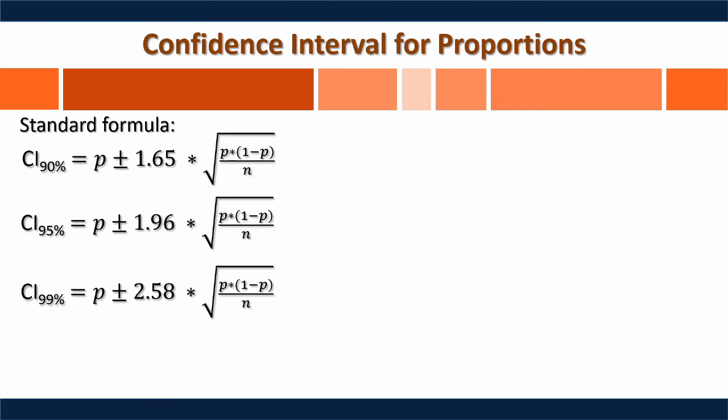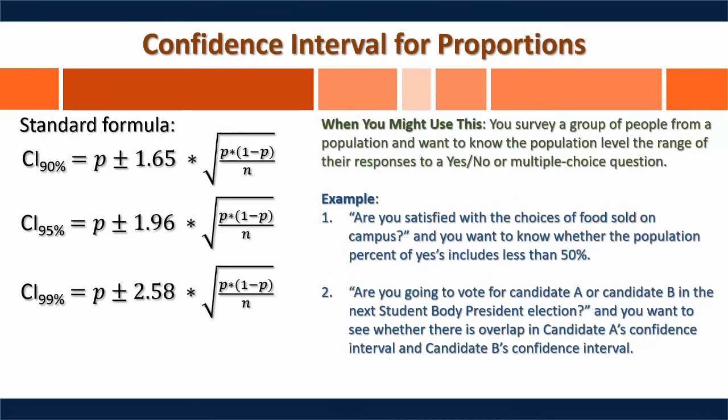When might we see a confidence interval around a percentage? Let's say, for instance, that you wanted to see how satisfied people were with the food selection on campus by asking a yes or no question: are you satisfied with the food on campus? You might want to see if the confidence interval includes anything below an arbitrarily set threshold of 50% to indicate students being less than satisfied.